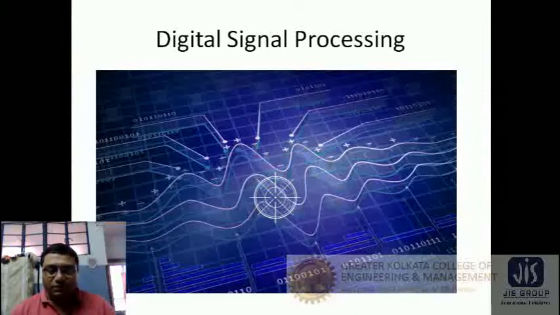Digital signal processing. In this video we are going to study the different topics of digital signal processing and its application, how digital signal processing can be applied in different fields and how the different topics are present in digital signal processing. We are going to study about this in these videos.